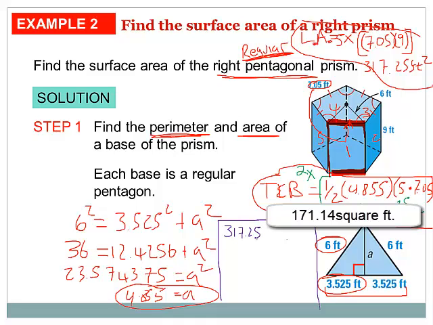317.25, which is the lateral area, plus the top and the bottom, which is 171.13875. If I add those two, I get 488.39 feet squared. So that means if I were to put this entire pentagonal prism as a two-dimensional surface, as a net, it would cover 488.39 square feet. And if I were to cover that with material, that's how much material I would need.